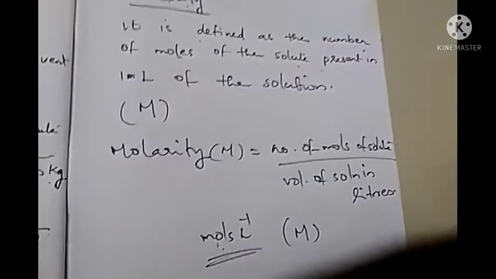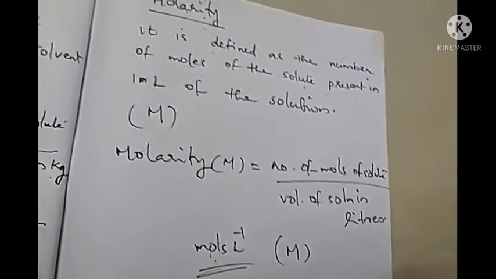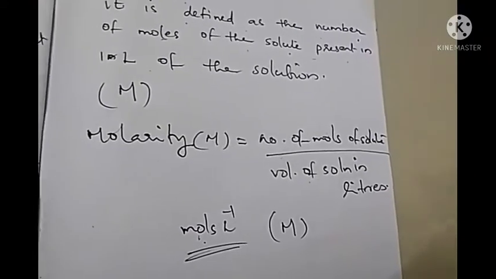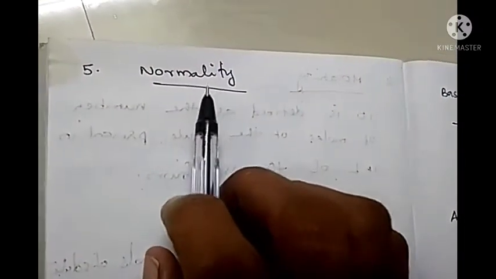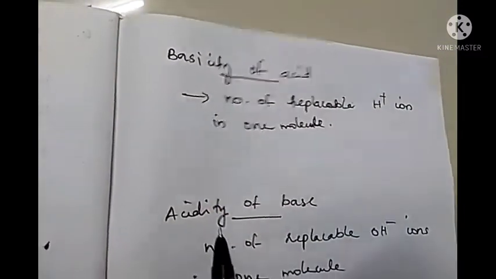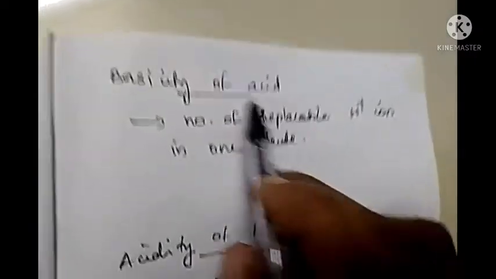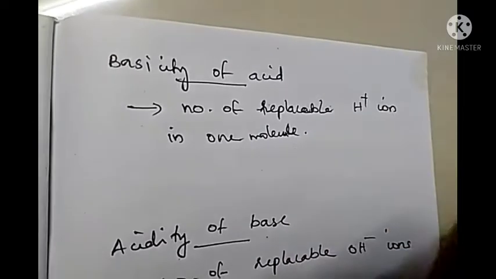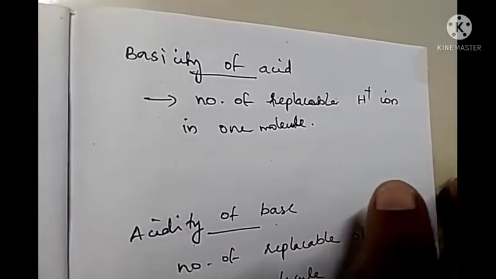So these are the different ways to express the concentration of the solution. One more method is there that is not given in the textbook, but we can study that also. The next method, the most commonly used method to express the concentration, is known as normality. Before studying normality, we have to study some terms, that is basicity of an acid and acidity of a base. Basicity of an acid is the number of replaceable H plus ions present in one molecule of that acid.